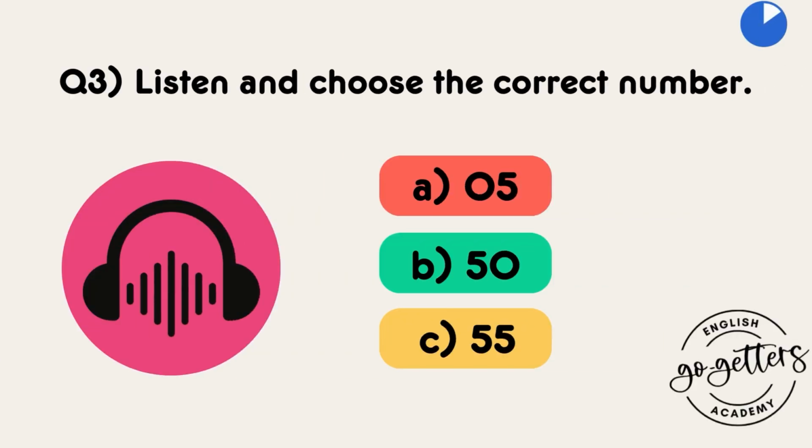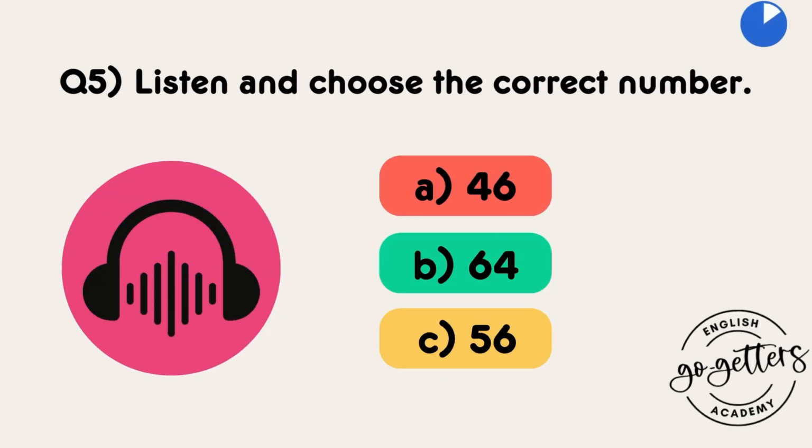Question number 3. The number is 55. 55. And the correct answer is letter C, 55. Question 4. The number is 20. 20. And the correct answer is letter B, 20.